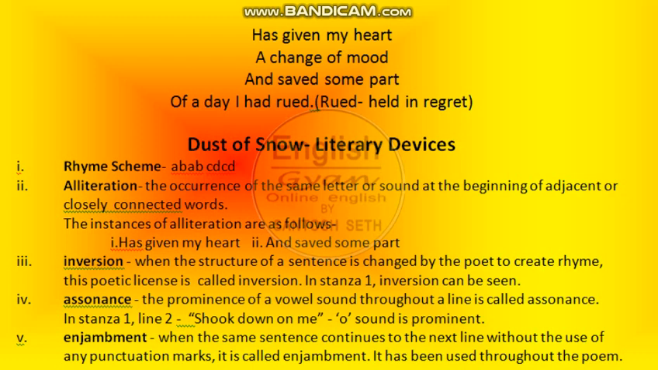We have inversion too here. When the structure of a sentence is changed by the poet to create rhyme, this poetic license is called inversion. In stanza 1, inversion can be seen. So poetic license, this word is not new for you. It is actually a kind of freedom to the poet so that he can do some change, and these changes of structure or of words help to create rhyme.